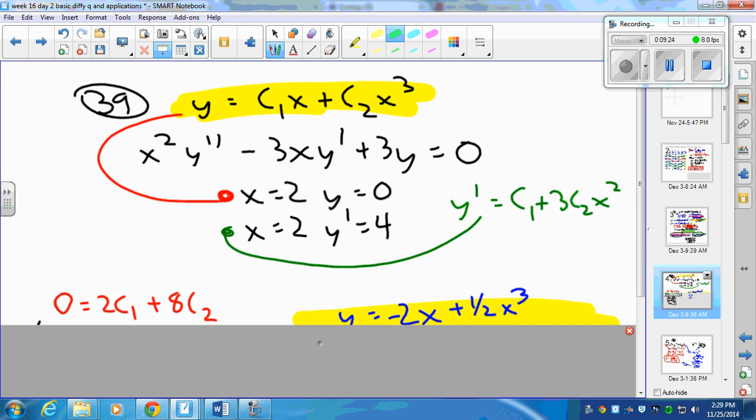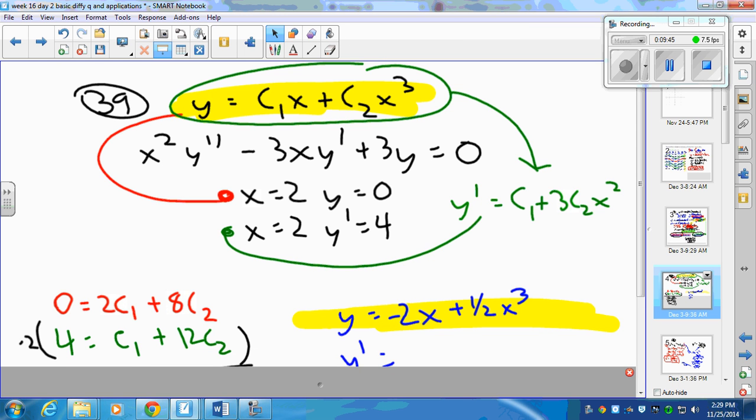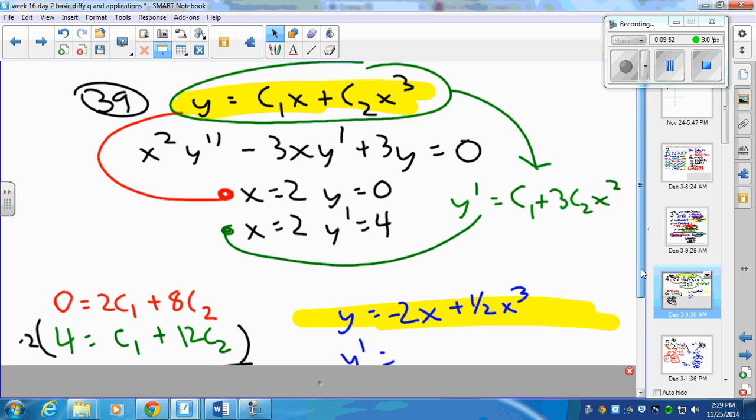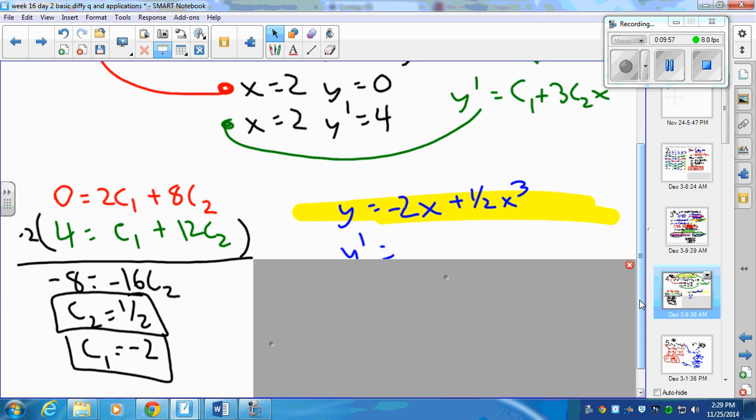Now, I want to plug in 2 and 4, but the next one is for y prime. So I don't have y prime yet, but I can take this and take its derivative, and I have y prime. So if I have y prime now, I can plug in 2 and 4 into that green equation, and you're left with that. So now you have 2 equations and 2 unknowns, the red equation and the green equation, and you should be able to solve for C1 and C2. So I did that right there, and I got C1 is -2, and C2 is 1/2.